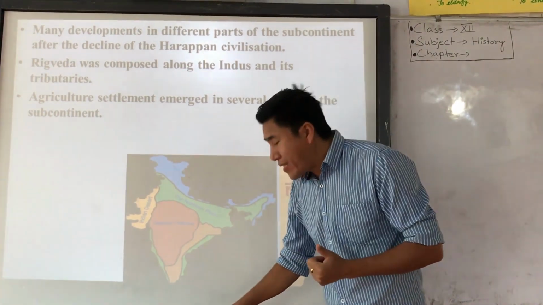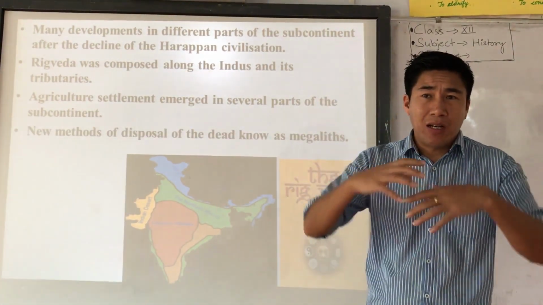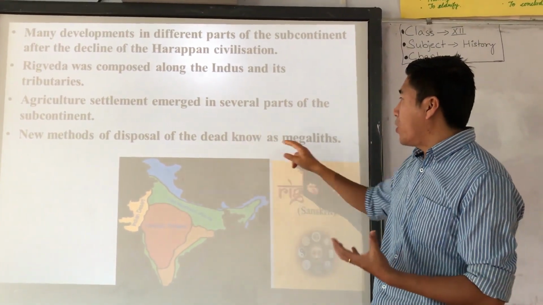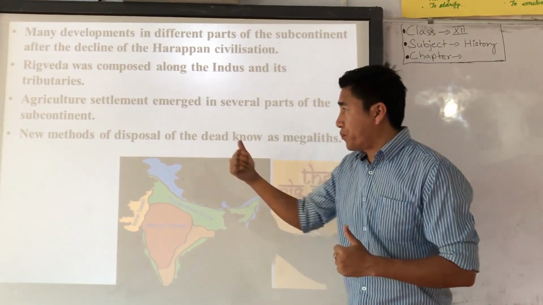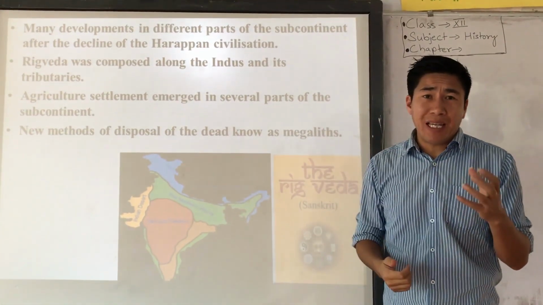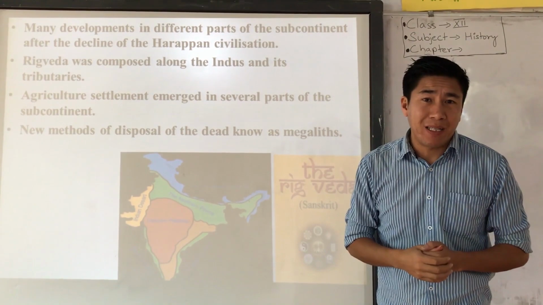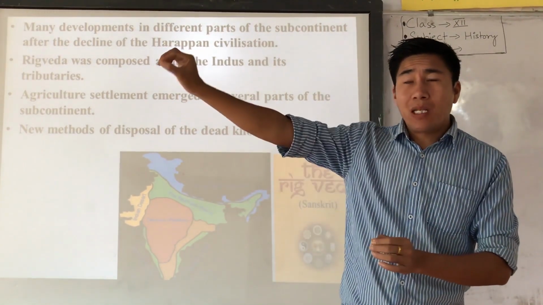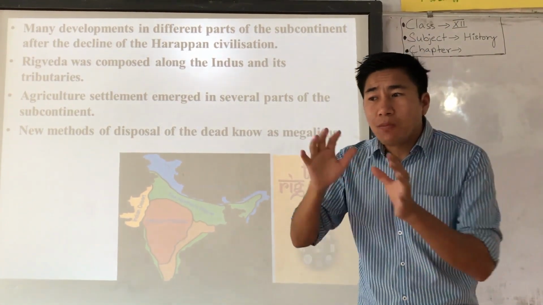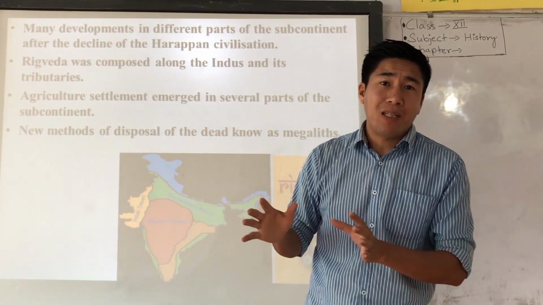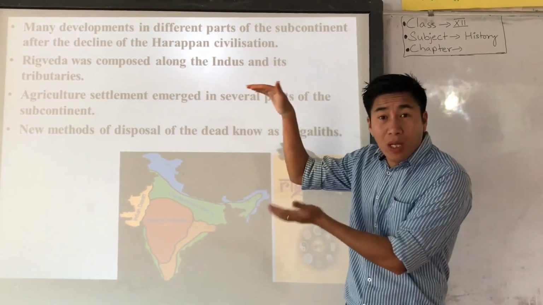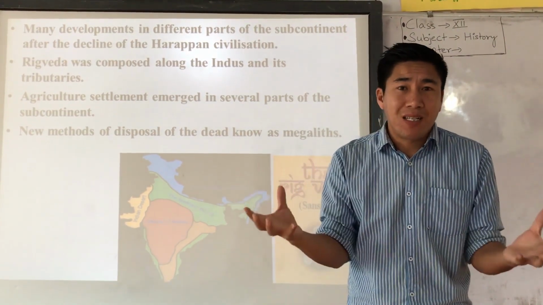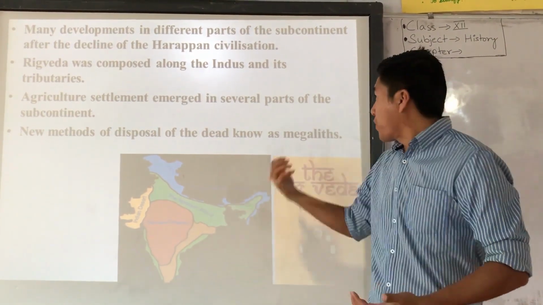Understood? The next interesting change that happened during that period is a new method of disposal of the dead, known as megaliths. Now here, megaliths, sometimes in an exam there's a 1 mark question about what you mean by megaliths. So you need to understand this. If you remember, in the Indus Valley civilization, the people just buried the dead body in a pit, and that's it. Now here in this Vedic period, what happened? A new method of burying the dead started, and that kind of method we call megaliths.